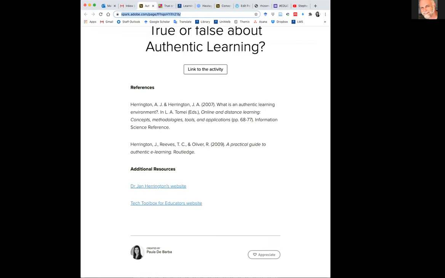So authentic learning, some of the key people in the field are Thomas Reeves and his PhD student, Jan Harrington, that Paula has referenced. Tom Reeves is now emeritus professor, so he's basically retired. He must be about 80. And Jan has just recently retired in the last year or two. So certainly anything from them is useful stuff to read.